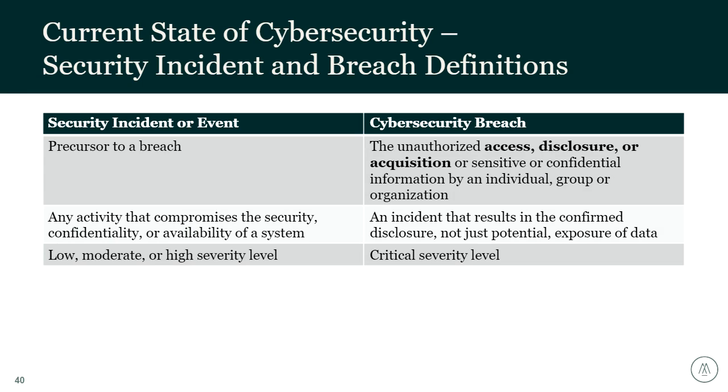So first, a couple definitions. A security incident or event versus a cybersecurity breach. A security incident or event is a precursor to a breach. It's any activity that compromises the security, confidentiality, or availability of a system, and it could have a low, moderate, or high severity level. A security breach, on the other hand, is the unauthorized access, disclosure, or acquisition of sensitive or confidential information by an individual, group, or organization. An incident that results in the confirmed disclosure, not just potential exposure of data, and typically it's a critical severity level.